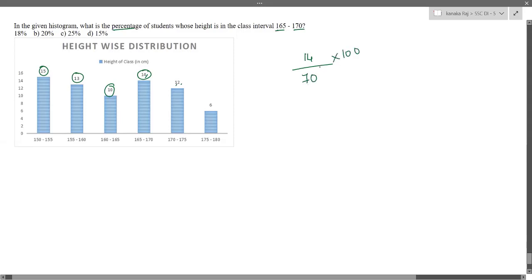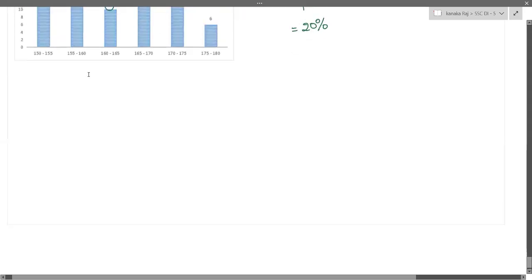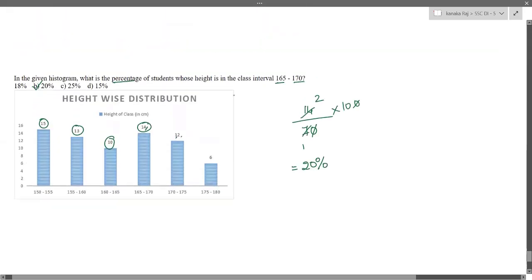14 divided by 70 into 100. What do I get? 0, 0 gets cancelled. 7, 1, 7 twice. So it is totally 20%. And do I have that in our options? Yes. Option B, 20% will be my final answer.